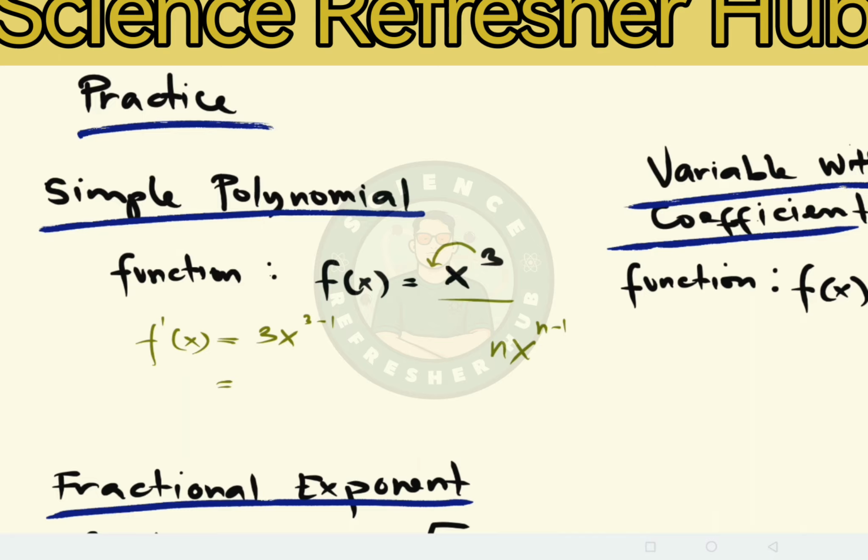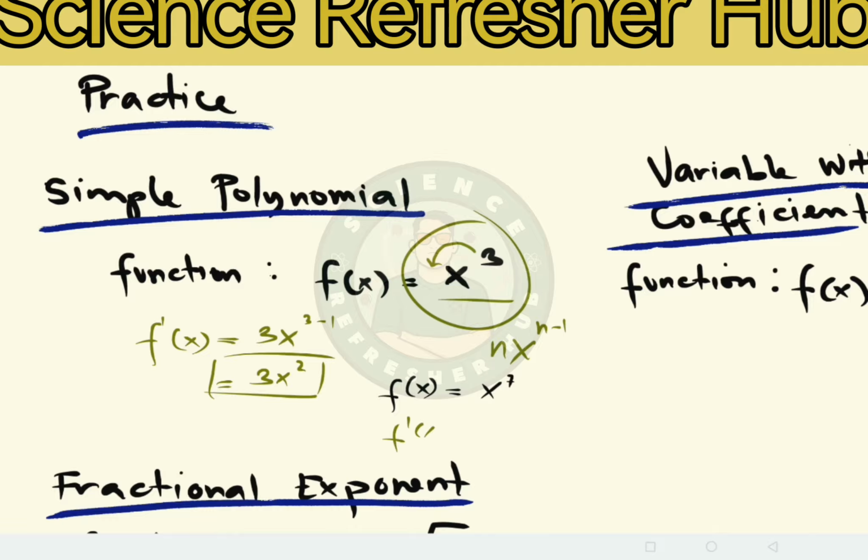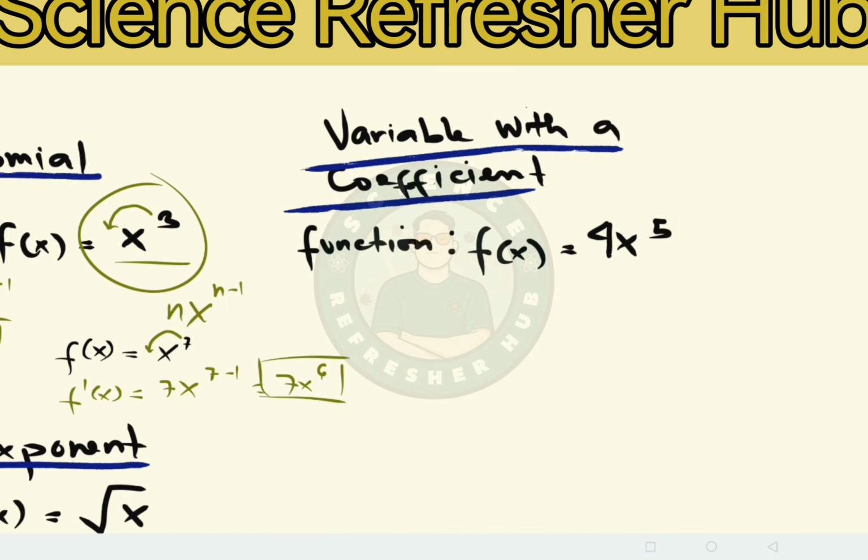So our f prime of x, the derivative of our x cubed, will become 3x squared. That's the derivative of our function here. Another example, let's say we need to get the derivative, f of x is equal to x raised to 7. f prime of x is equal to 7, put it here in front, 7x, then 7 minus 1. So you have 7x raised to 6. This is the derivative.